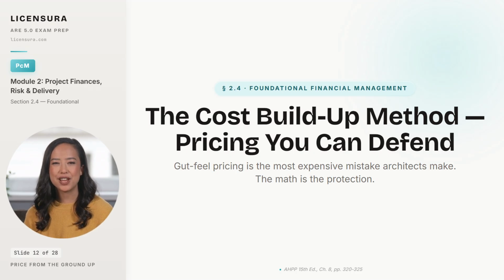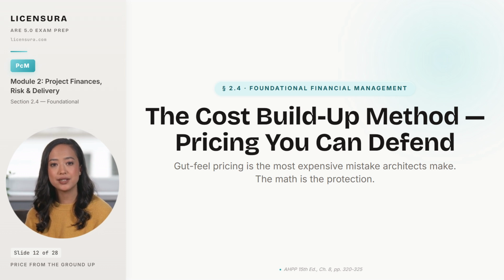The cost buildup method is the discipline that prevents this. You estimate the labor cost to actually deliver the project, layer on the overhead the firm requires to operate, and add a profit margin appropriate to the market. The output is a defensible fee that you can negotiate from, audit later, and learn from when the actual hours come in over or under.